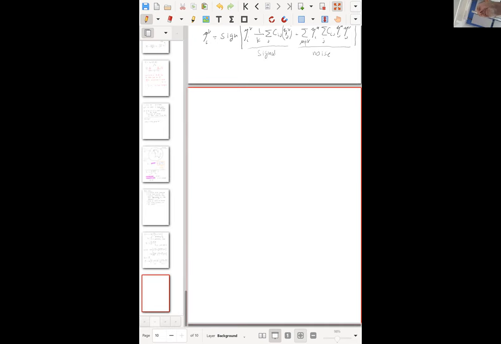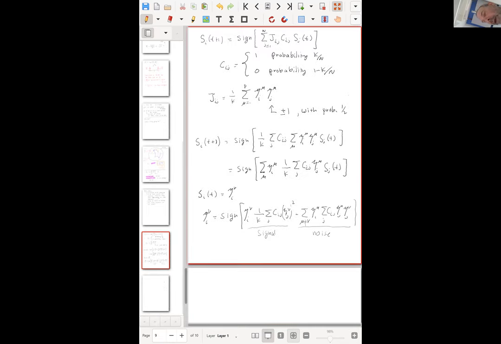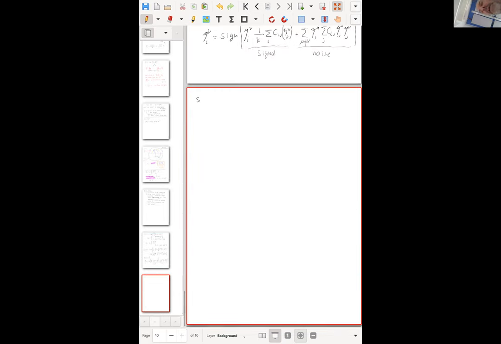We want to work out what they are. The signal is kind of easy. First of all, you kind of can't see that. Remember, this is nu j squared, so this term here is just equal to 1. Nu j is plus or minus 1. So the signal is equal to eta i nu times 1 over k, the sum on j of C_ij. And this quantity here is 1 on average.